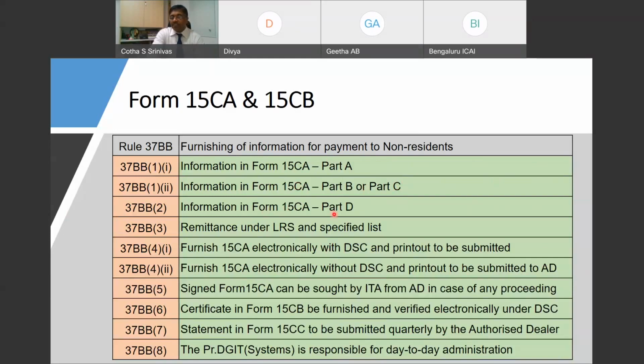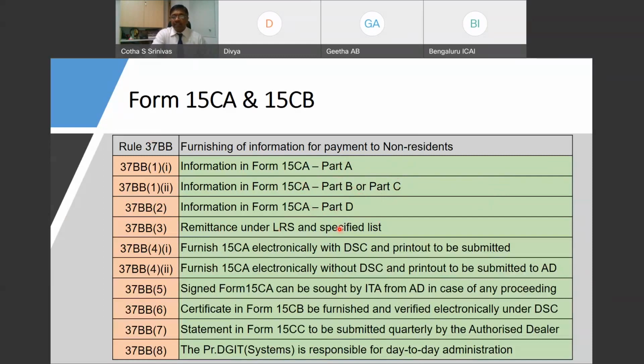Then information in Form 15 CA Part D is used wherever the sum is not chargeable to tax under the Income Tax Act. We should understand that when a payment is made to a non-resident, the first thing you have to ascertain is whether it is a sum chargeable to tax or not. If it is a sum chargeable to tax, either of these parts will be used. If the sum is not chargeable to tax in the hands of the non-resident, Part D has to be used. When you use Part D, Form 15 CB is not required. Similarly, when you use Part A and Part B also, Form 15 CB is not required. Only for Part C transactions, 15 CB is required.